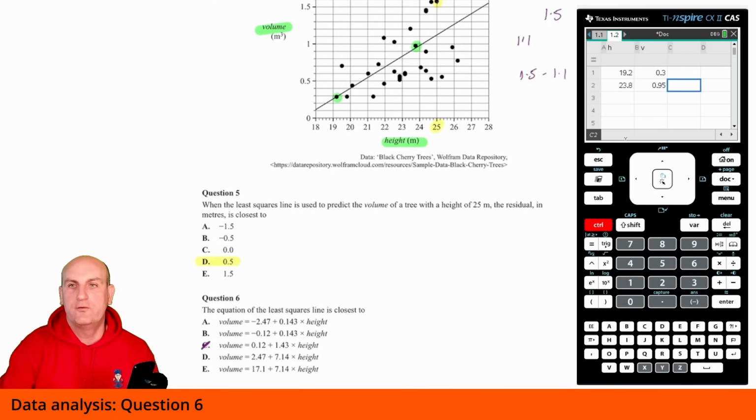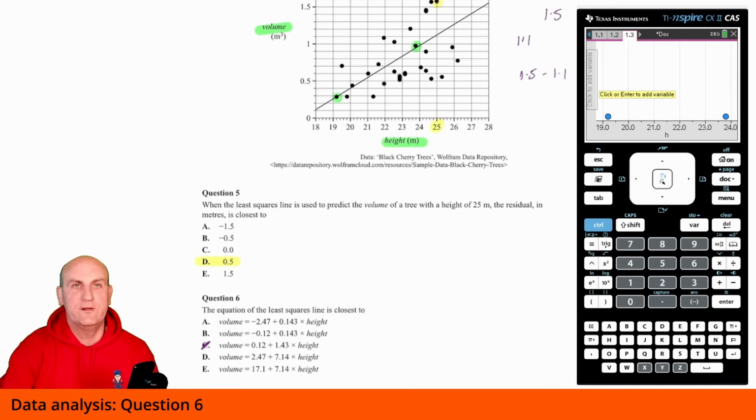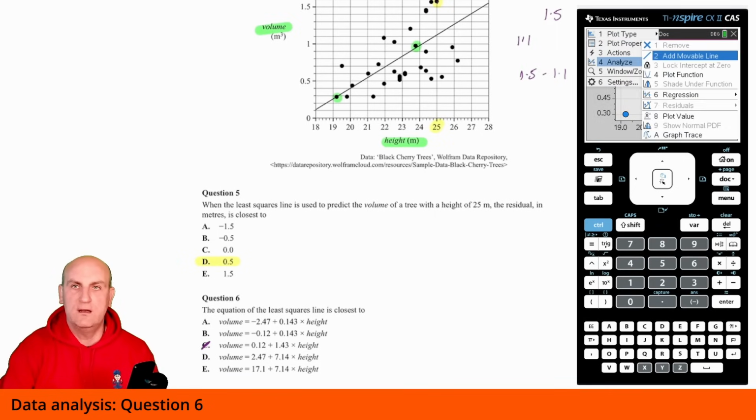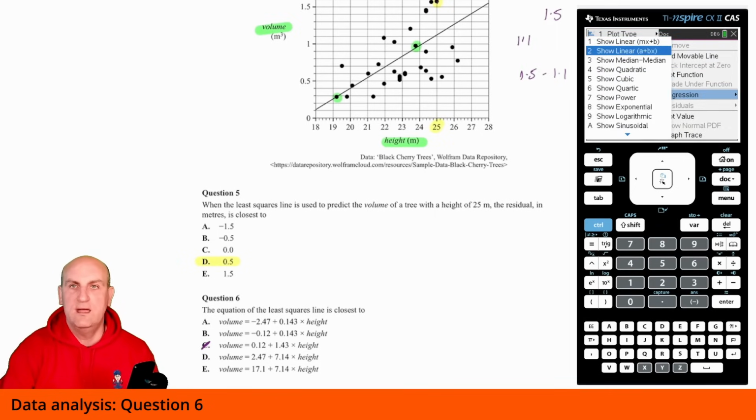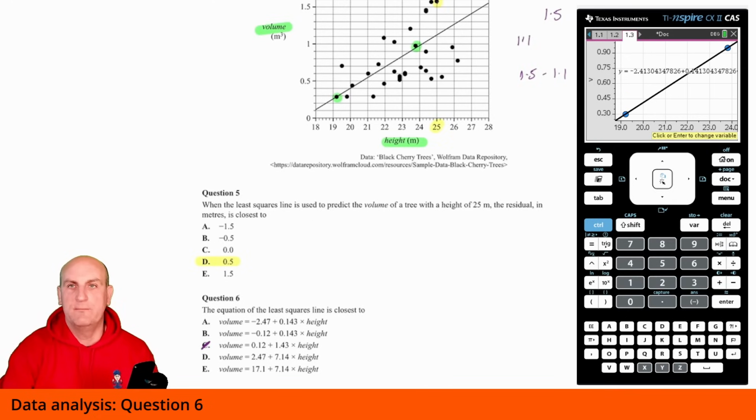What do I do now? Control-doc. Let's add the data and statistics. There's my 2 points. What's along the bottom? I've got height. What's up there? I've got volume. There's my points. Menu. Analyze. Regression. A plus BX. And there we go. Now, again, you're not going to find one that's exactly the same as that. I'm just trying to find one that's roughly close to that.